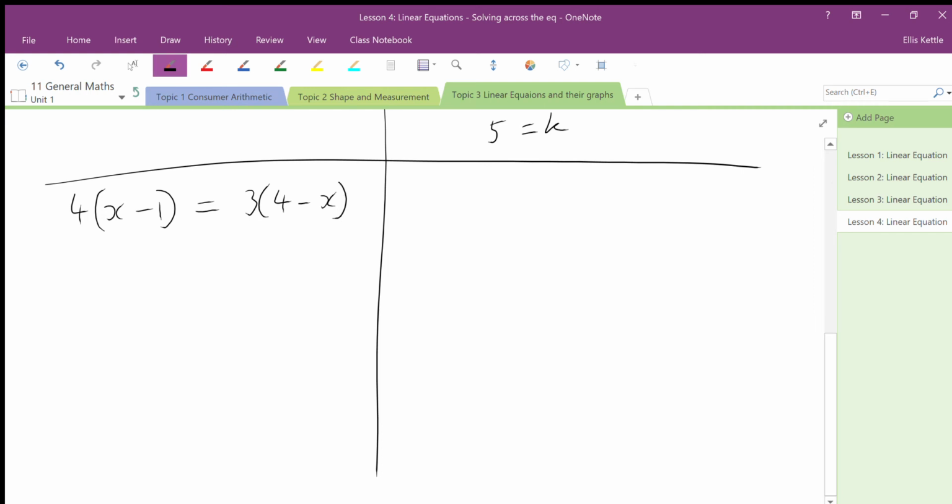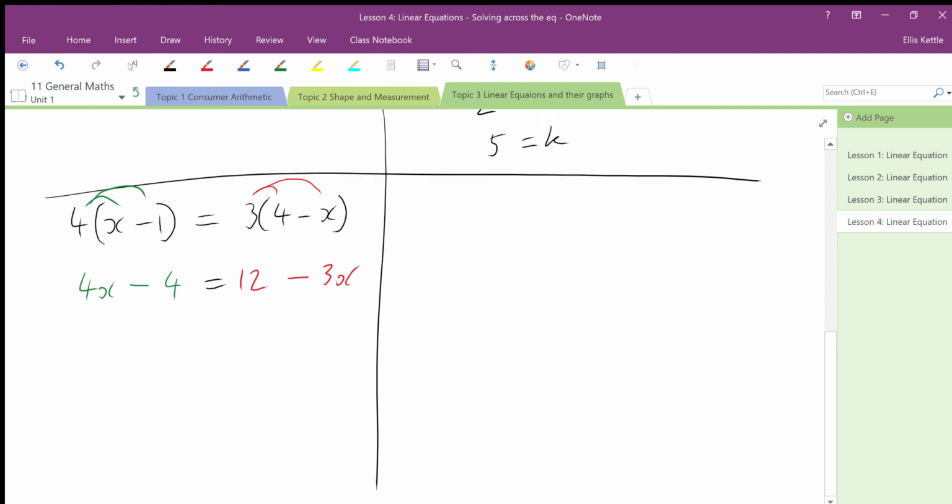Well, my strategy is always the same. Get rid of those brackets. Brackets are annoying. Brackets are difficult to deal with. So, let's get rid of these brackets. So, expand the brackets. I use the eyebrow method. That means we're going to go 4 times x, 4x, minus 4 times 1, 4. Alrighty? And that's equal to, same thing on the right hand side, 3 and 4. So 3 times 4 is 12, minus 3 times x, 3x. So now I've got this.